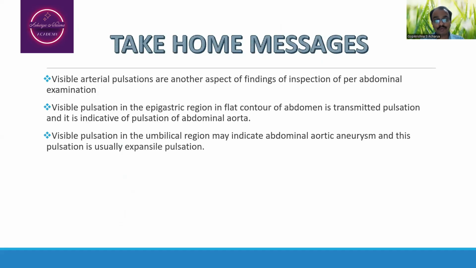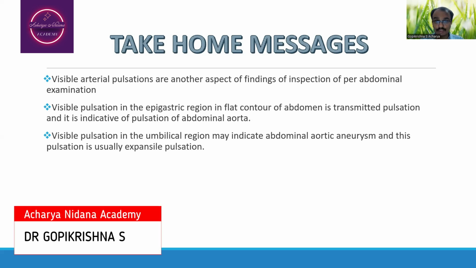Take-home messages from today's discussion are: visible arterial pulsations are another part of the findings of inspection of the per abdomen. Visible pulsation in the epigastric region in a flat contour of the abdomen or in a scaphoid abdomen is usually a transmitted pulsation, and may indicate the simple pulsation of the abdominal aorta, whereas pulsations observed at the umbilical region may indicate abdominal aortic aneurysm, and it is usually an expansile pulsation. That is not the transmitted pulsation.